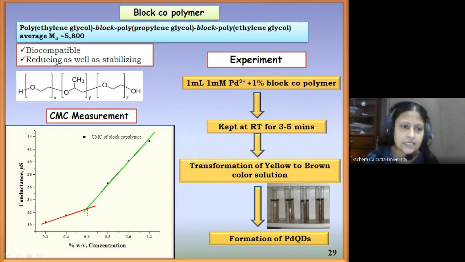And we have taken 1% block copolymer solution, and to this we have added 1 ml of 1 millimolar palladium salt solution, kept at room temperature for 3 to 5 minutes, which showed transformation of yellow color to brown, which indicated the formation of palladium quantum dots.